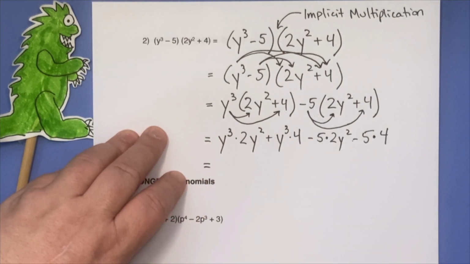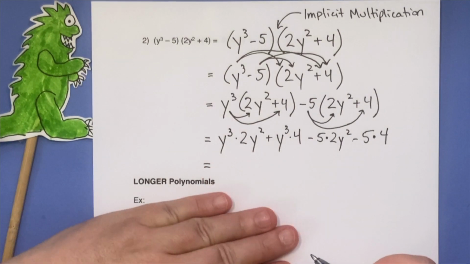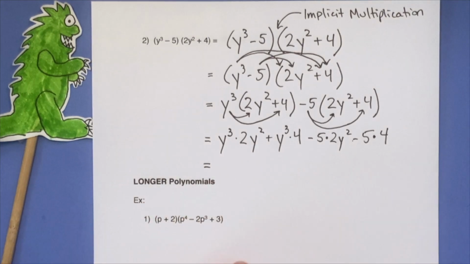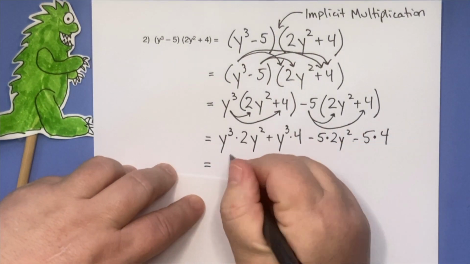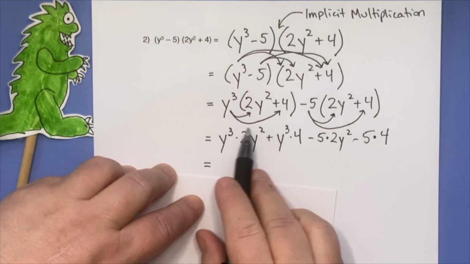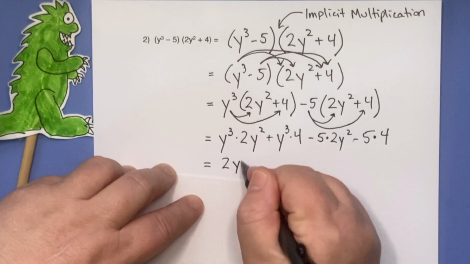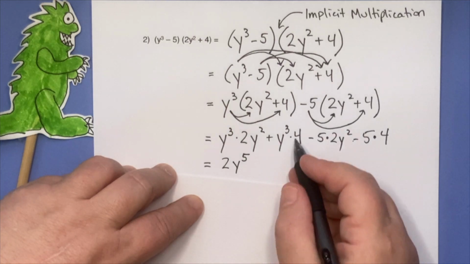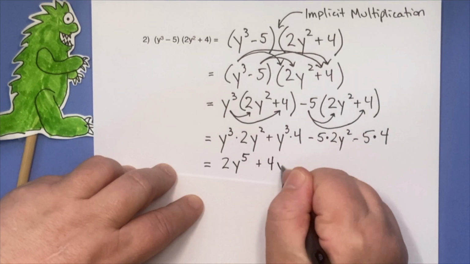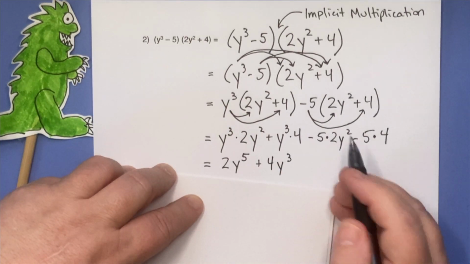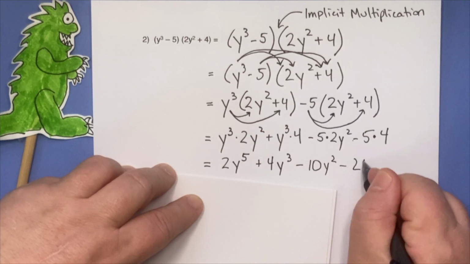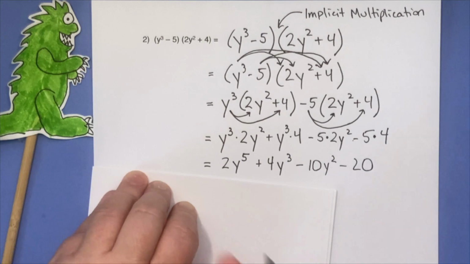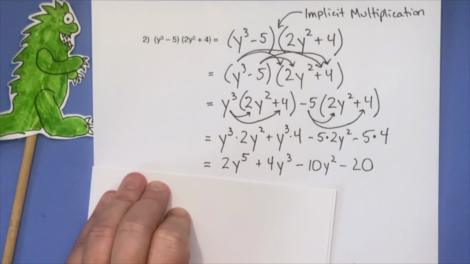Okay, I'm going to simplify this one in my head. Don't worry about what's coming. That will sort itself out when we get there. I've got, I think, 2y to the 5th, and then 4y cubed. This one's going to be negative 10y squared minus 20. And in this case, nothing combines. There's no way to simplify it, so this is it.